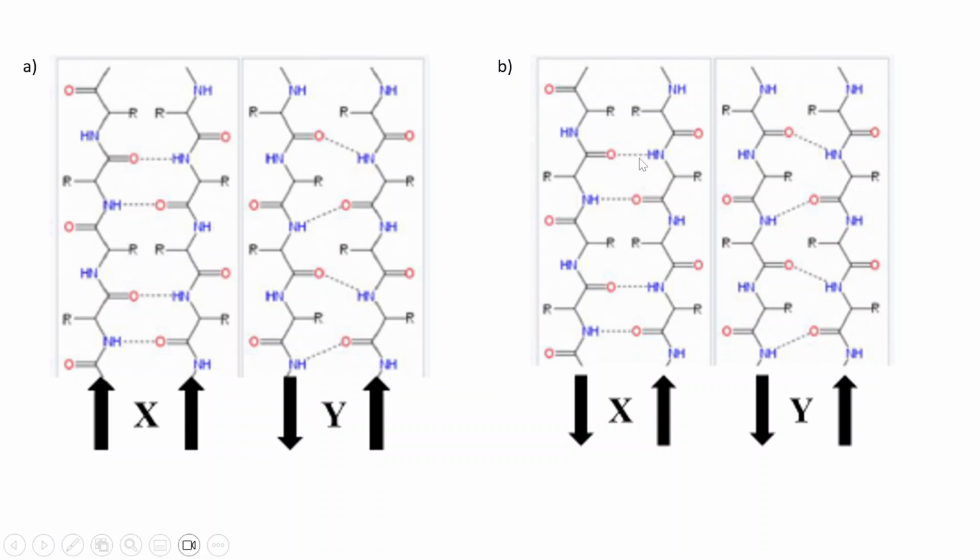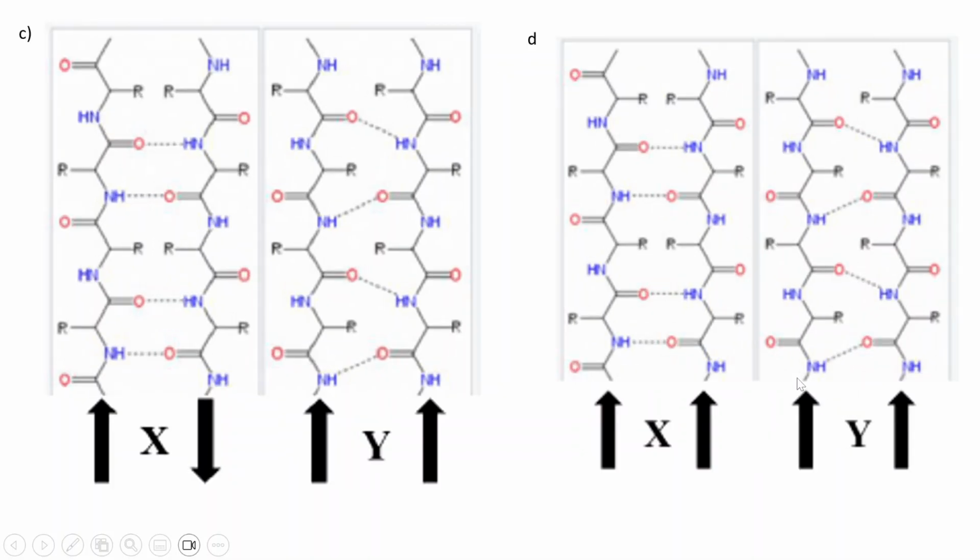Similarly, if you see here, the hydrogen bonding is with the same amino acids, and they have shown it to be anti-parallel, which is correct. But if you see here, the hydrogen bond is with different amino acids, and still they have shown it to be anti-parallel. This should have been parallel, right? So this is also a wrong option. Then if you see the third option, we have the hydrogen bonding with the same amino acid, and it is shown to be anti-parallel, which is correct. And here the hydrogen bonding is with a different amino acid, and it is shown to be parallel. This is also correct. So option C is the correct answer.